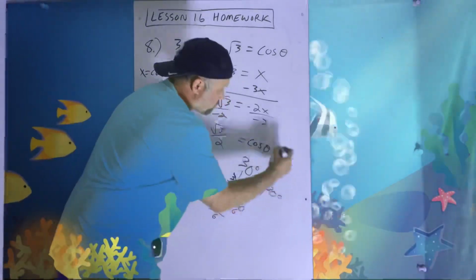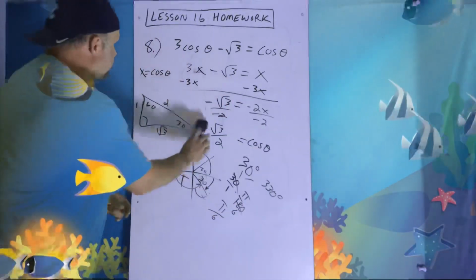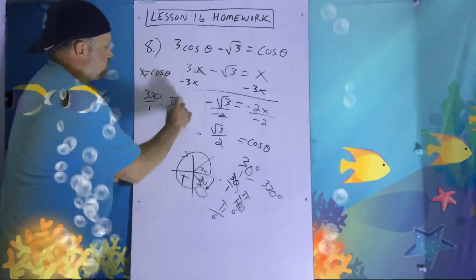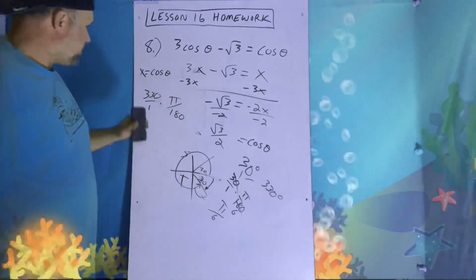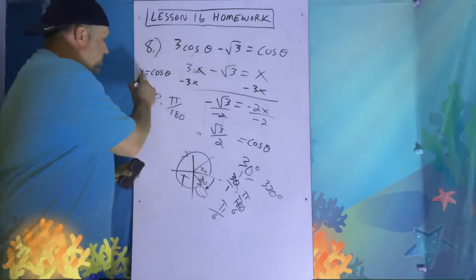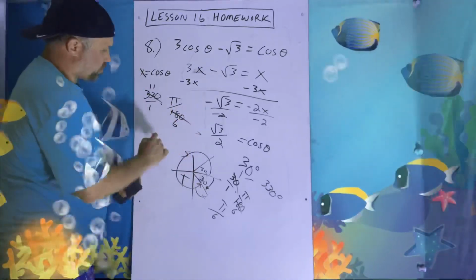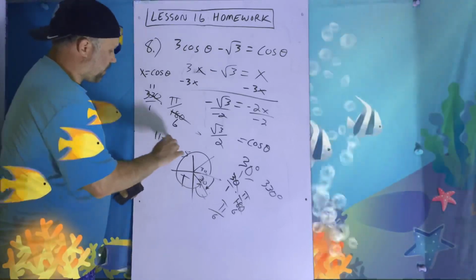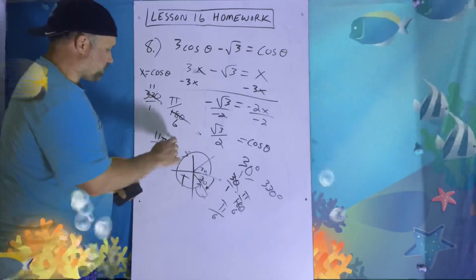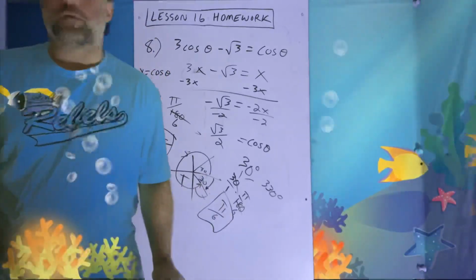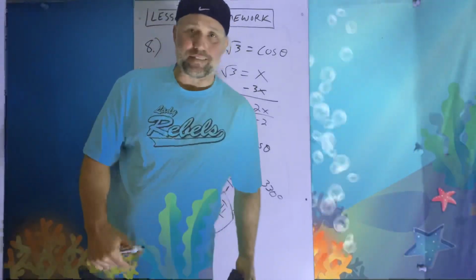330, hey, out of room here. Right here. 330. I can put a 30 into both of those. 30 goes into 330 11 times. It goes into 180 6 times, which gives me 11 pi over 6 when I reduce it. So 11 pi over 6 and pi over 6 were your answers in radians.